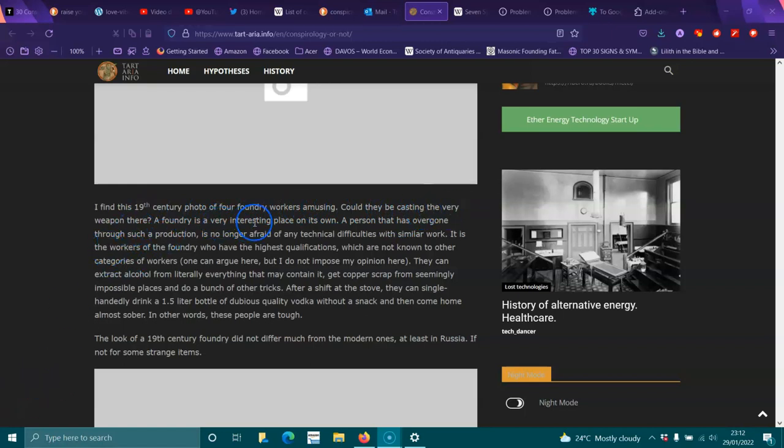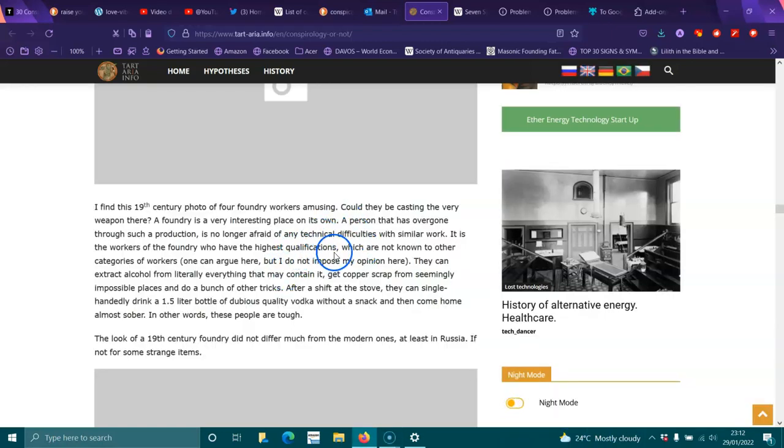A foundry is a very interesting place on its own. A person who has gone through such a production is no longer afraid of anything, and has technical qualifications which are not known to any other category of workers. One could argue here, but I do not impose my opinion. They can extract alcohol from literally anything that may contain it, get copper scrap from seemingly impossible places, and do a bunch of other tricks. After the shift at the stove, they can single-handedly drink a 1.5-litre bottle of dubious quality vodka without a snack and then come home still almost sober. In other words, these people are tough.